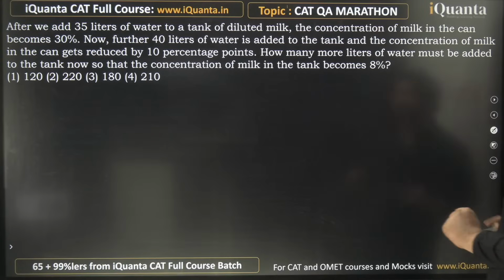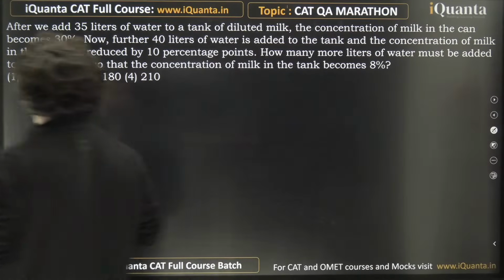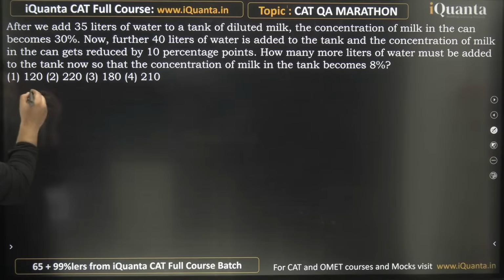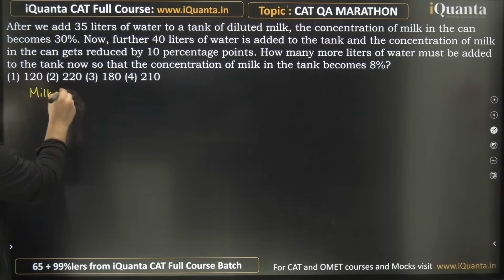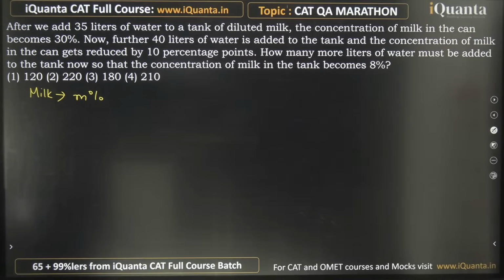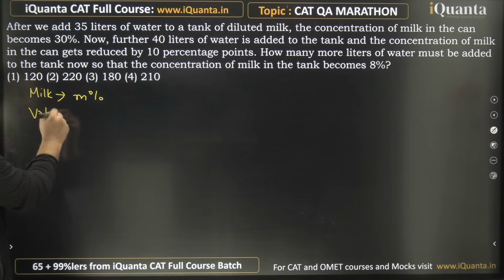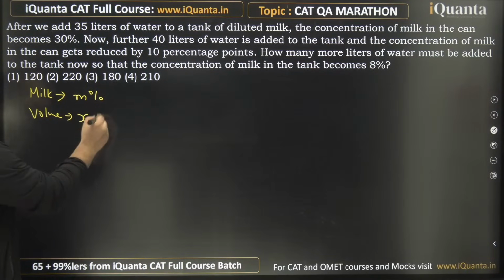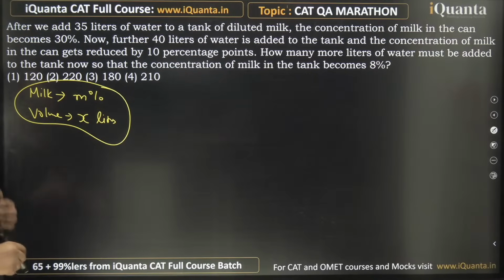Here we don't know the volume of milk, neither the volume of milk nor the concentration of milk initially. So I'll just assume for milk the concentration to be m%. We can do that. And the volume to be equal to x liters. Let's assume that, and we can perform alligation over here.